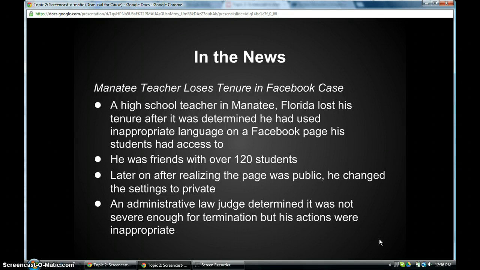An administrative law judge determined it was not severe enough for termination, but his actions were inappropriate. Thus, the school board voted that he would lose his tenure in the school district that he had taught in since 1998.